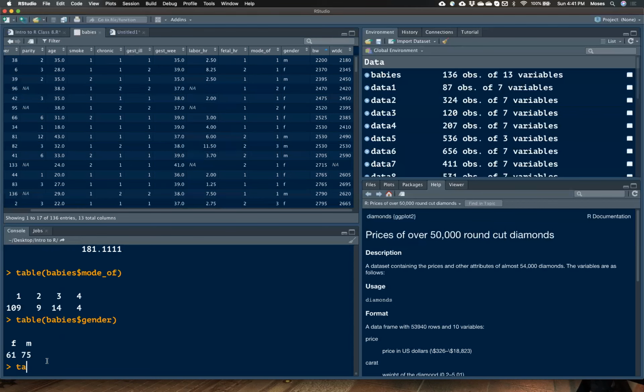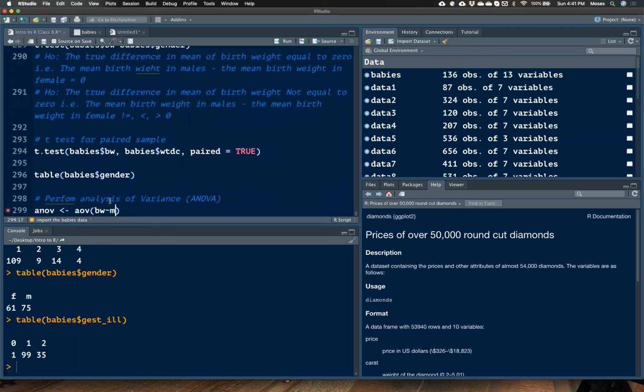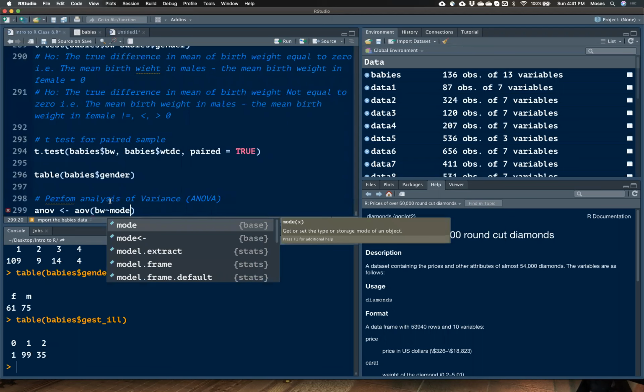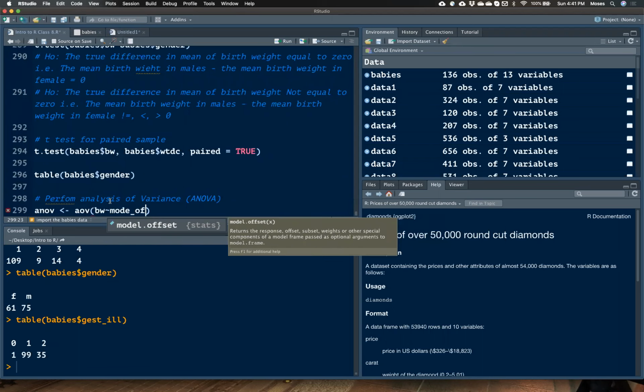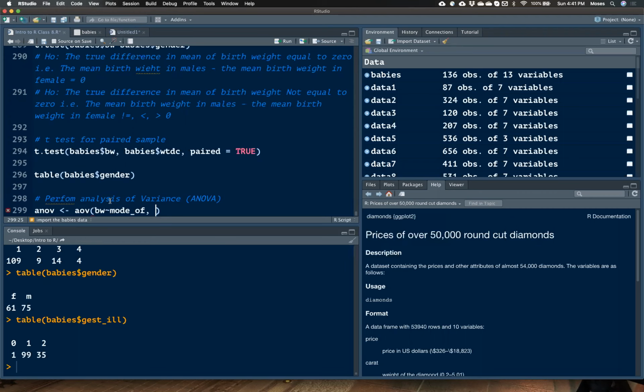Let's see this one. Babies, and then get Jill. Let's see this one. Yeah, I think this 0 here is just by mistake, perhaps. So what we do here is, I'll get back to here. So we get to the mode of transport, which has some value. So mode of transport, and my data set is called what? Babies.